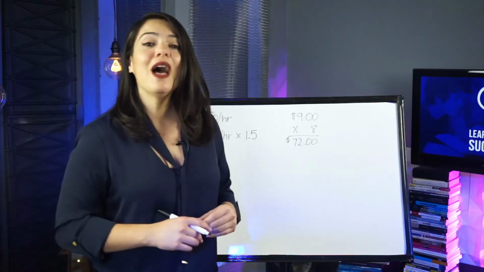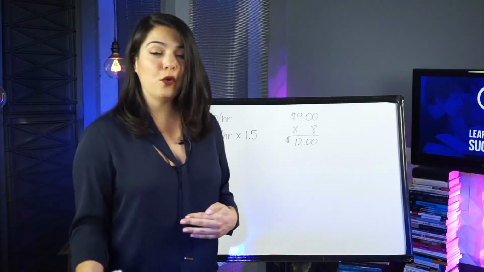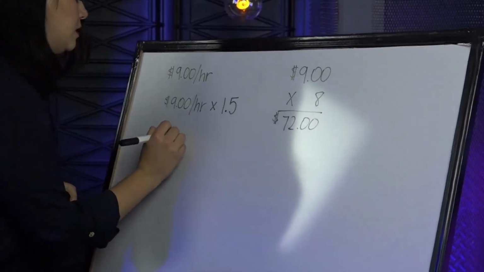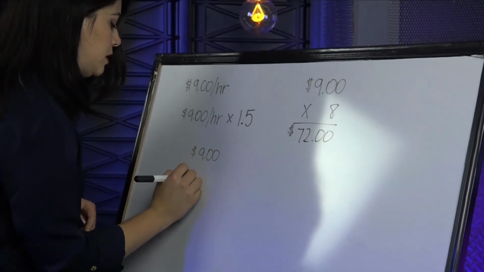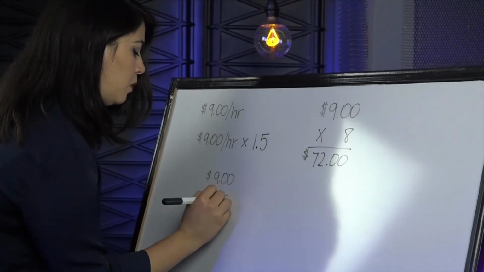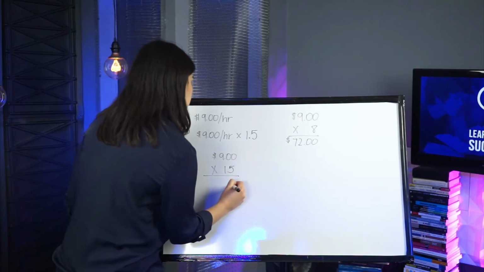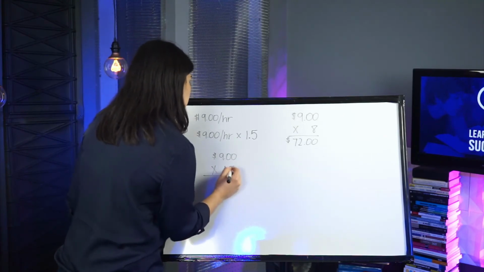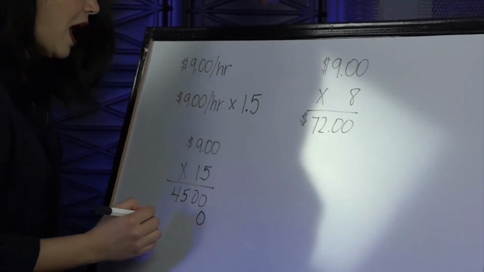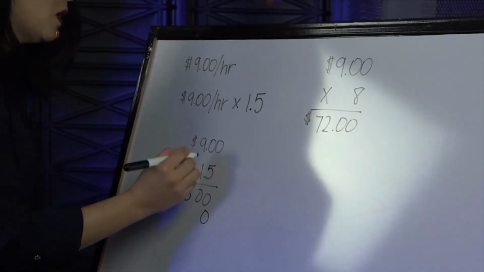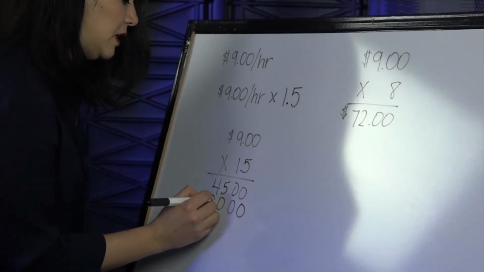Now we have to figure out how much Alan earns when he's working time and a half, or overtime. So we do $9 times 1.5. 5 times 0 is 0. 5 times 0 is 0. 5 times 9 is 45. We add a 0 when we start with the second one. 1 times 0 is 0. 1 times 0 is 0. 1 times 9 is 9.